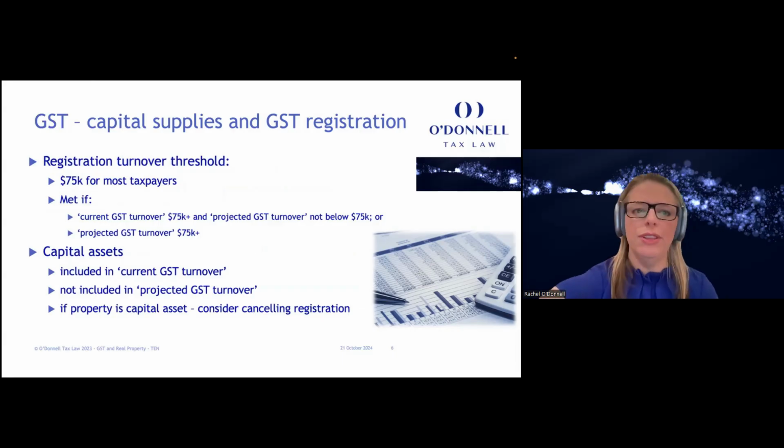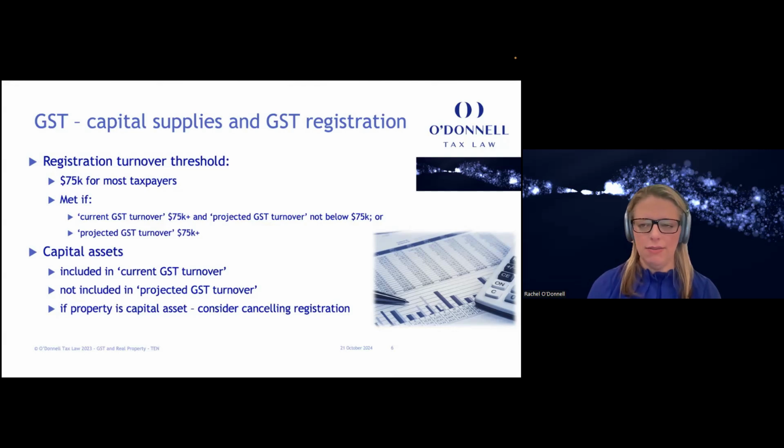So the registration turnover threshold is important for whether you're required to be registered for GST. The registration turnover threshold is $75,000 for most taxpayers. It's $150,000 for not-for-profits. And it is met if the current GST turnover of the entity is $75,000 or more, and the Commissioner is not satisfied that the projected GST turnover is below $75,000. Or it's also met if the projected GST turnover is $75,000 or more.